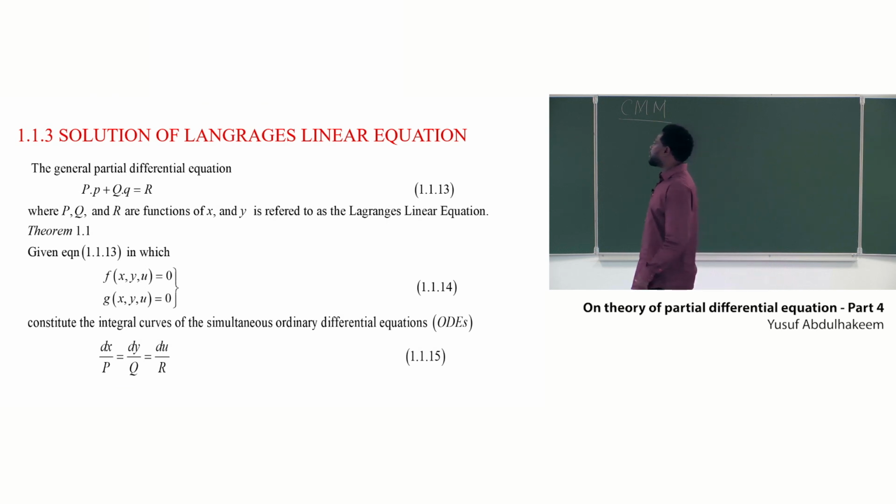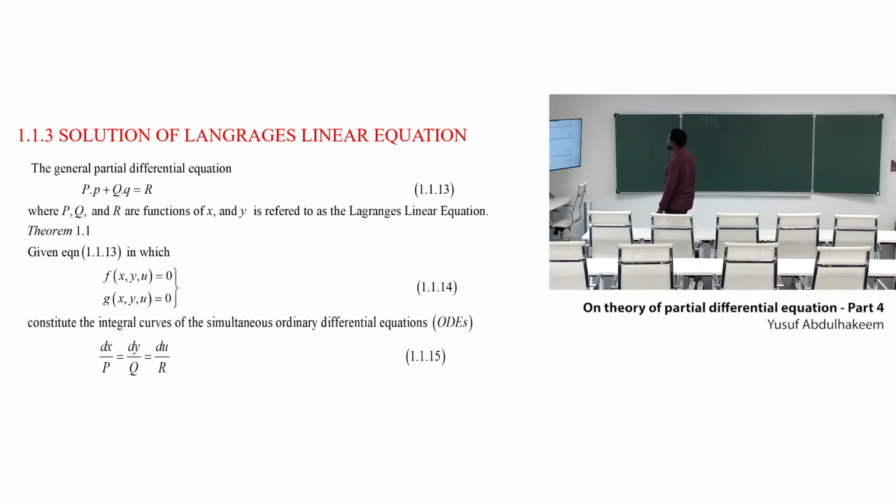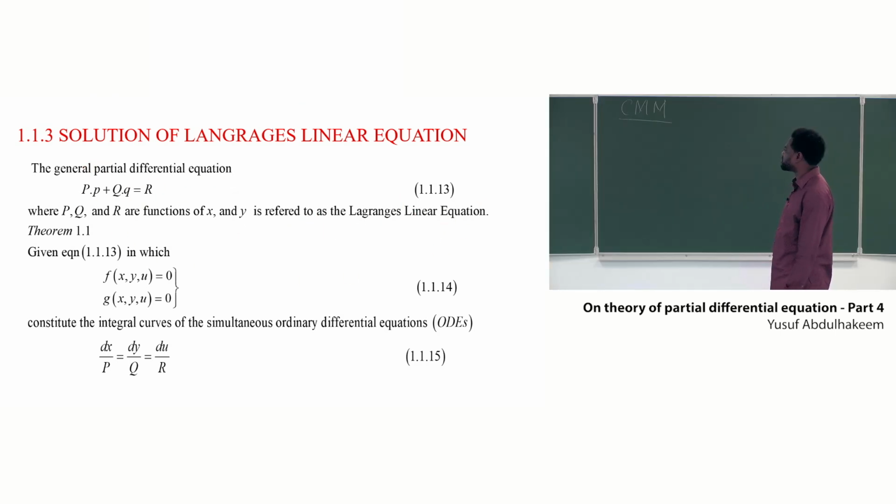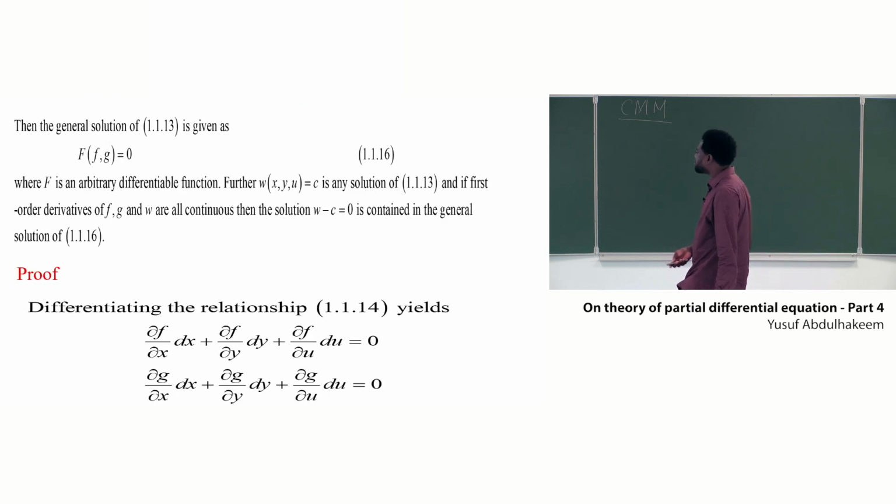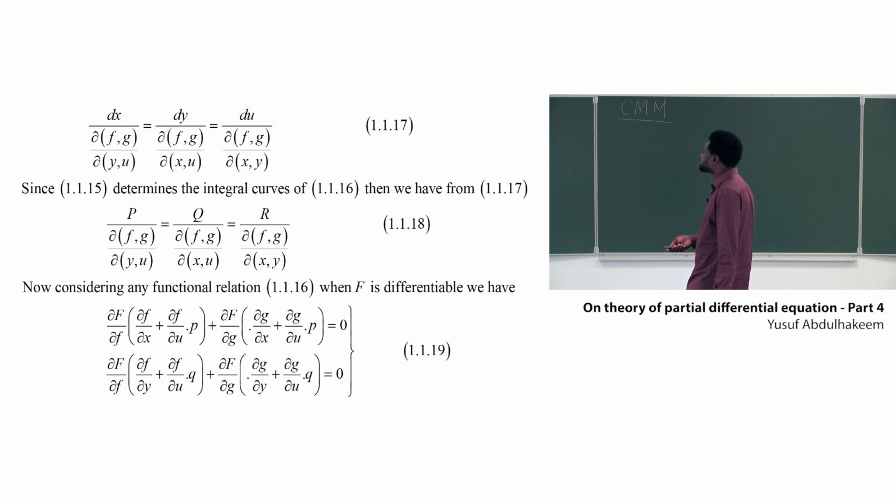So then we now look at the solution of Lagrange's linear equation. The general differential equation, where p, q, and r are functions of x and y, is referred to as Lagrange's linear equation, which is the equation we have here. This is the general form of Lagrange's equation. Then we now look at the derivation. We talked about all these, and then we were able to arrive here.